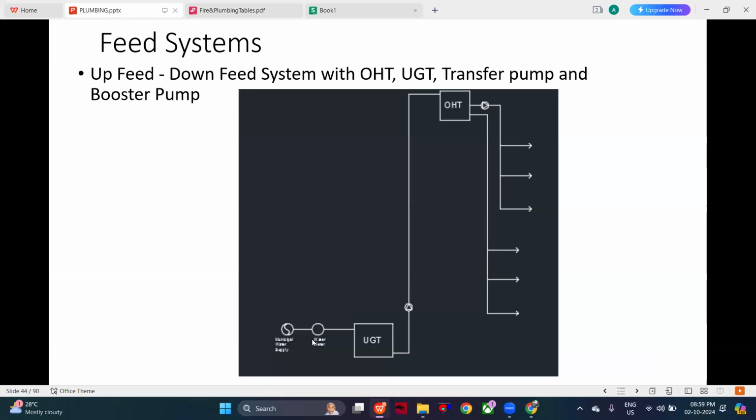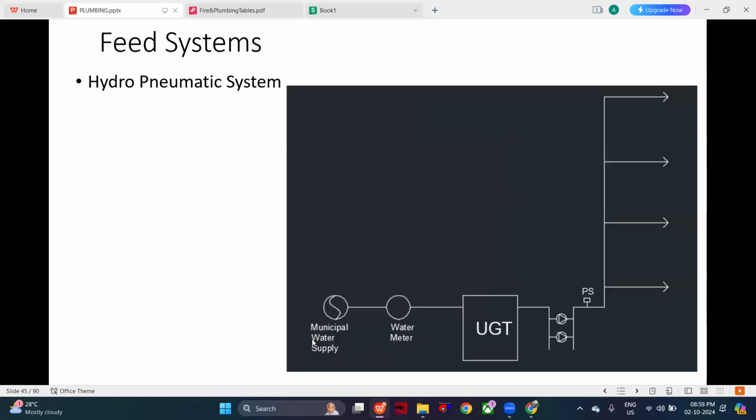Then we have the booster pumps, the transfer pump and the booster pump. The UGT obviously has that transfer pump because we need to build that pressure, suck the water and discharge it. Then we have the booster pump. If you're lacking pressure, sometimes our pipes and our fixtures don't get the pressure we expect. At that time we use the booster pumps. Hydropneumatic system: we have the pressure switches and our two pumps use the water.